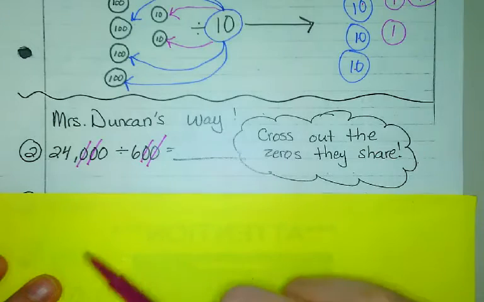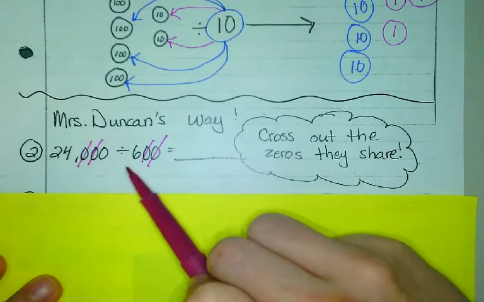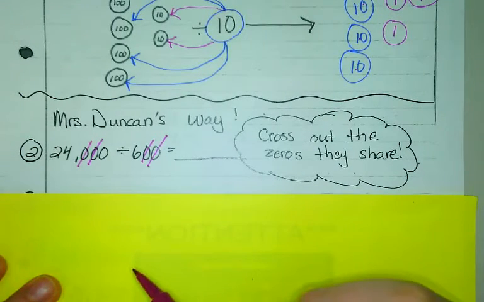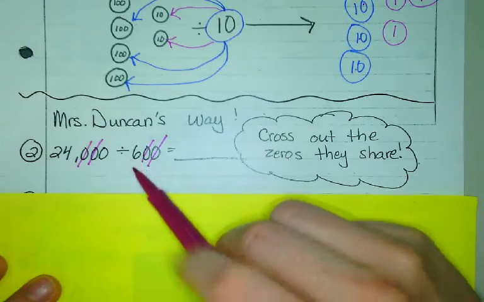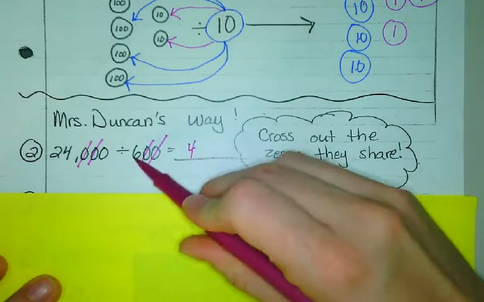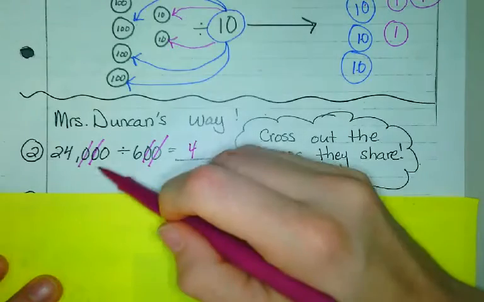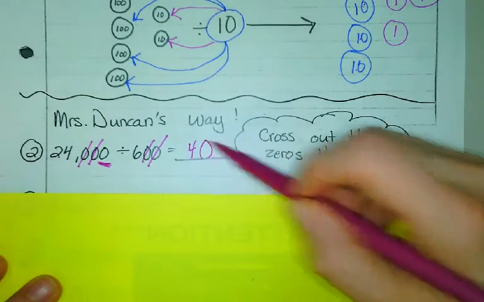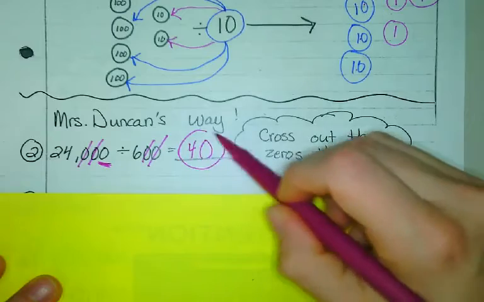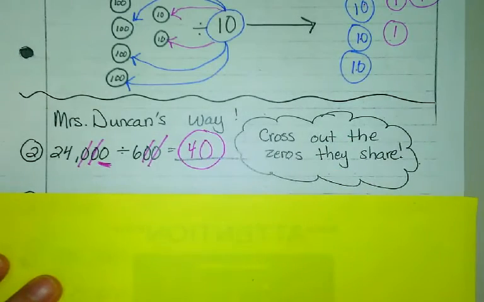Okay? Now I just have 240 divided by 6. Well, I know 24 divided by 6 is 4. I know 6 times 4 is 24. And then there's 1 zero left over. So I'm going to put that 0 right there. So my quotient, or my answer to my division problem, is 40.